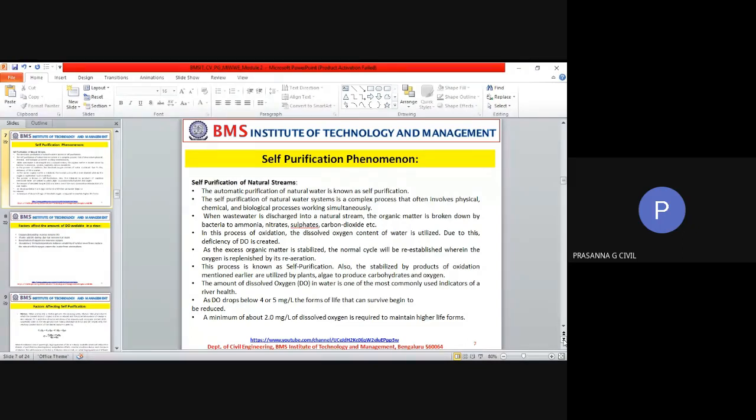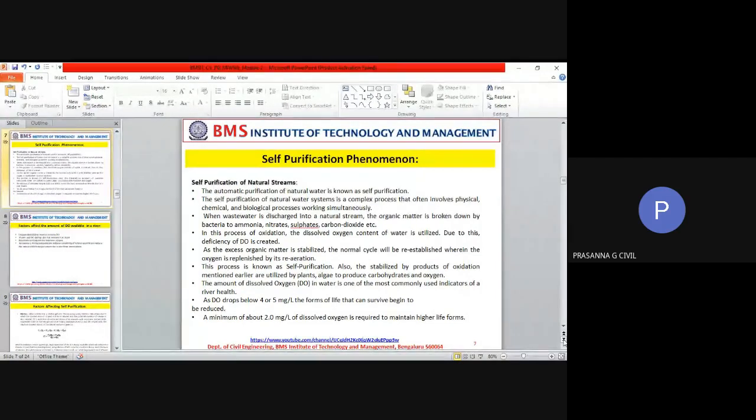The purification process happens because of the microbes that are present in your water, and it is also facilitated by the presence of sunlight and temperature. All that we will come to just after this, what all will be contributing towards that. But with all those facilities, you will see that the natural purification process happens.